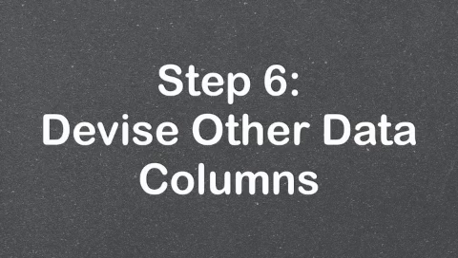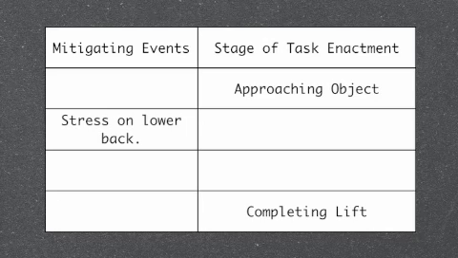Step 6. Devise other columns. Through a secondary chart, we were able to demonstrate the limitations of the study and pinpoint where these problems occurred. As the table describes, problems seem to occur near the beginning of the task when the individual first began to pick up the designated box.